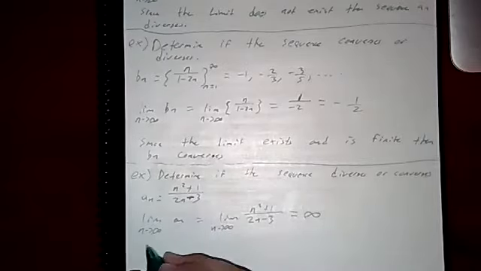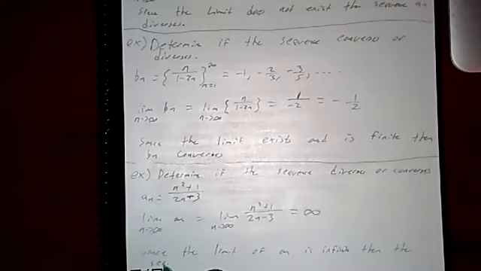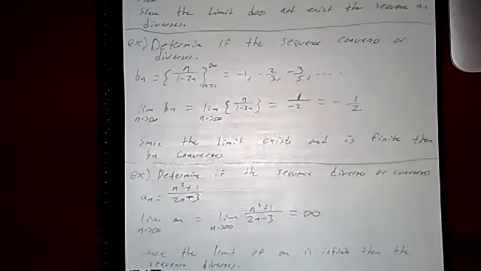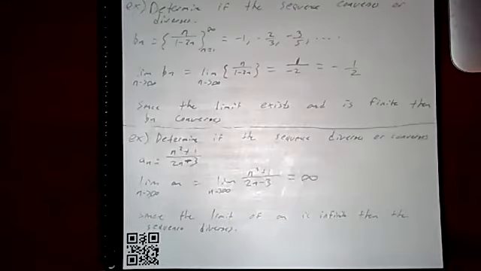Okay, got you. So since the limit of a sub n is infinite, then the sequence diverges. So on all the questions in 9.1, all you have to do is take the limit and check. Well, for most of them, I forgot there's one that you can't do that.